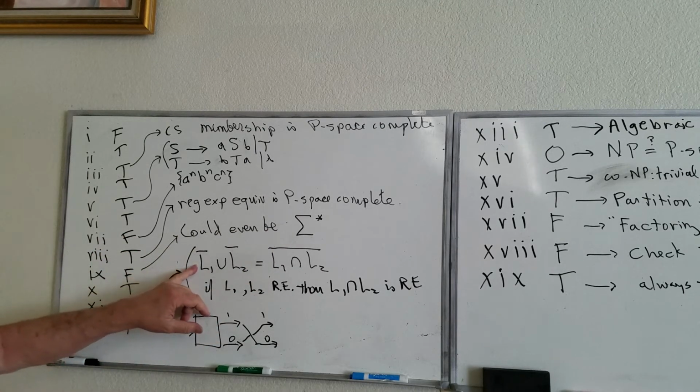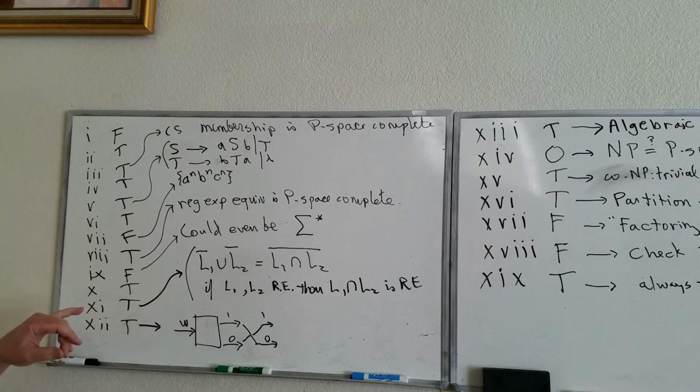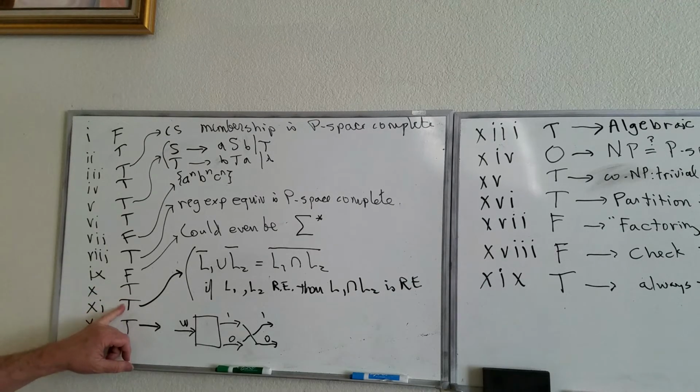All right, now let's look at number 10. The union of two recursively enumerable languages is recursively enumerable. That one's true. I didn't bother to explain that. Here is one that's interesting. The union of two co-RE languages is always co-RE, and I said hint, think.